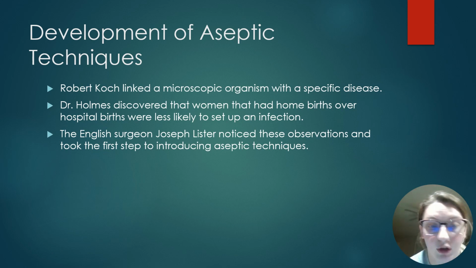Robert Koch linked a microscopic organism with a specific disease. Dr. Holmes discovered that women who had home births over hospital births were less likely to get an infection. His research showed that not washing your hands when leaving the morgue and going into the birthing room transmitted a lot of microbes, which caused a lot of infections. English surgeon Joseph Lister noticed these observations and took the first step to introducing aseptic techniques.